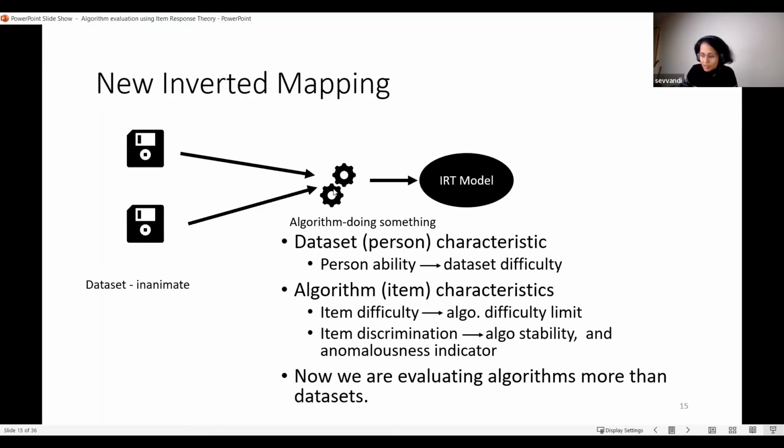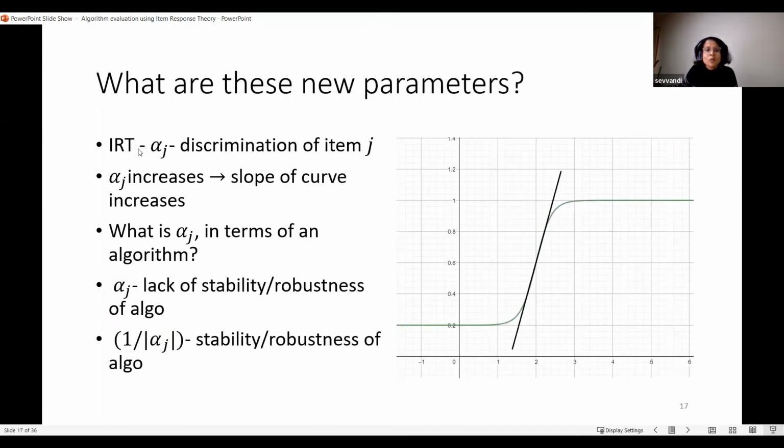Items are algorithms. So alpha J is the slope, something to do with the algorithm. So when alpha is a slope, when alpha increases, slope increases. But what would that mean?